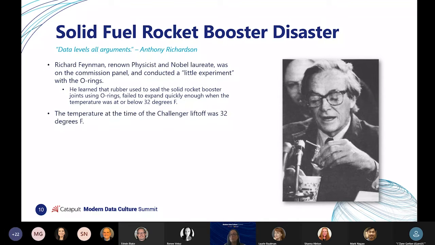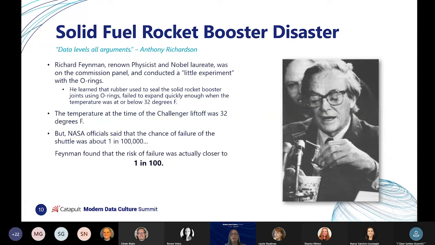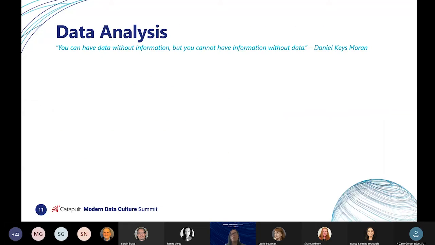At the time of liftoff of the Challenger, it was a really cold day. It was actually abnormally cold for that day in Florida. The temperature at liftoff was 32 degrees. NASA at the time said that the chance of failure, the chance of a problem with the shuttle, was about 1 in 100,000. And after Richard Feynman conducted this experiment, he determined that the risk of failure was closer to 1 in 100.